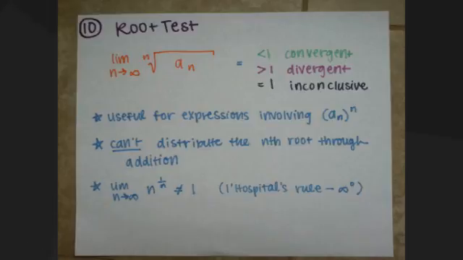Remember that you can't distribute the nth root through addition. Also, if you end up with the limit as n goes to infinity of n over n to the 1 over n, that does not equal 1, as tempting as it sounds. You'd end up with infinity to the 0 power, and you'd have to use L'Hopital's rule to take the limit.